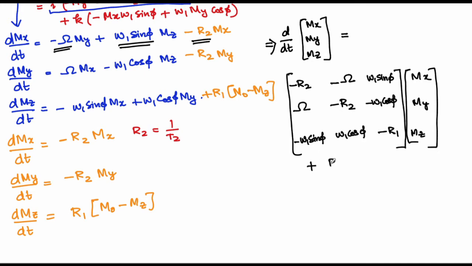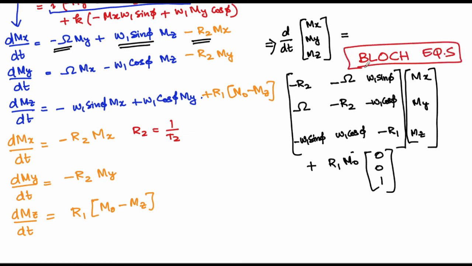Plus r1 times m0 (0, 0, 1). This factor ends up coming because you have r1 times m0 that is only present as a function of z. And of course, it's also coming only in the third component, which is due to the presence along z. So this equation or the matrix is called the Bloch equation.